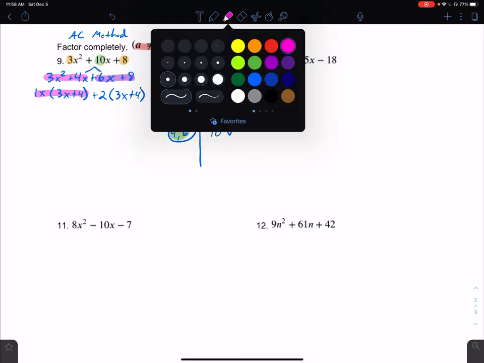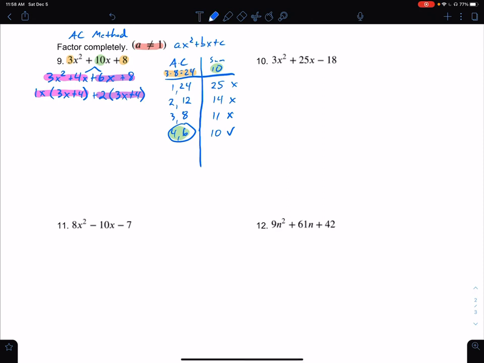As we did with the grouping method, when you get to this step, these two groups should match up. If these don't match up, something about your AC method process went wrong. You want to check your factors, your multiplication, your addition, all that stuff. But if these don't match up, something's wrong. So we're going to take that group, that 3x plus 4, we're going to write it once, and then the numbers on the outside, we're going to write in their own group. So that x plus 2 becomes its own group, and that's your answer.